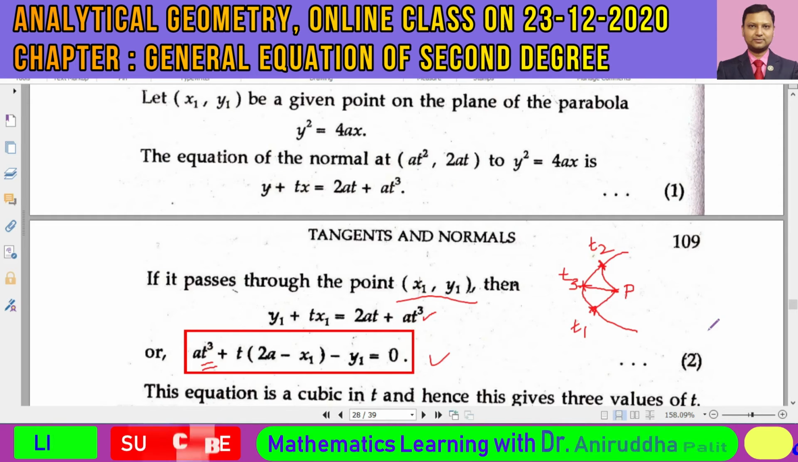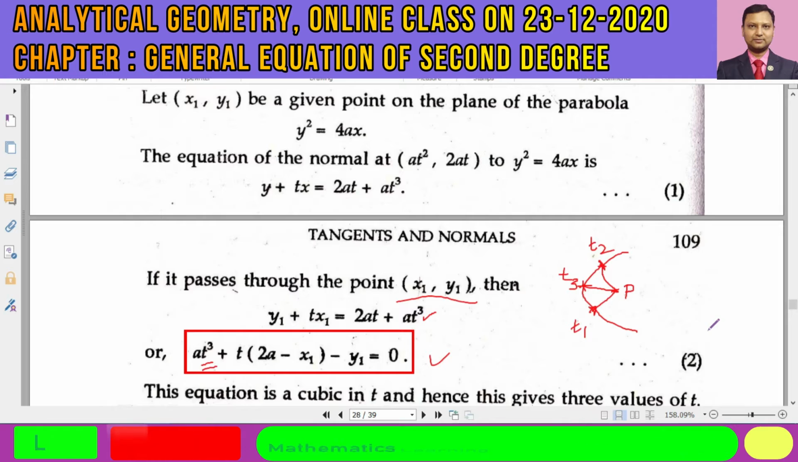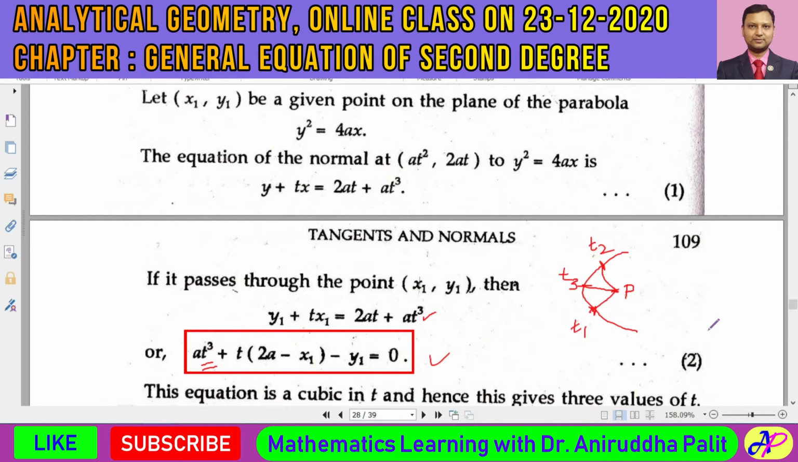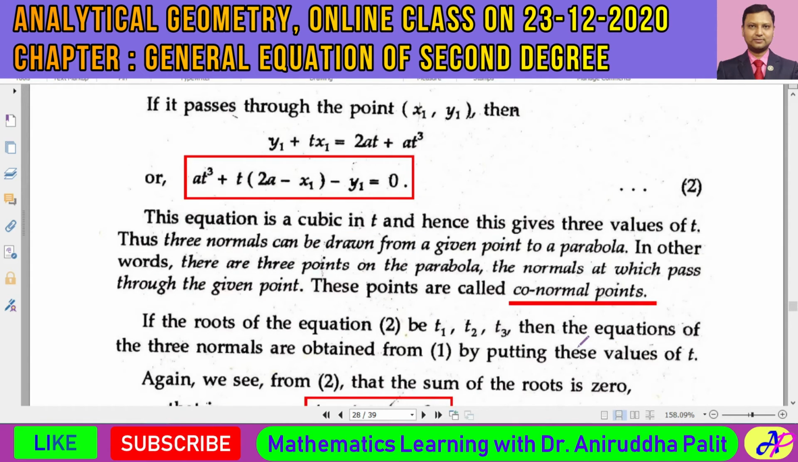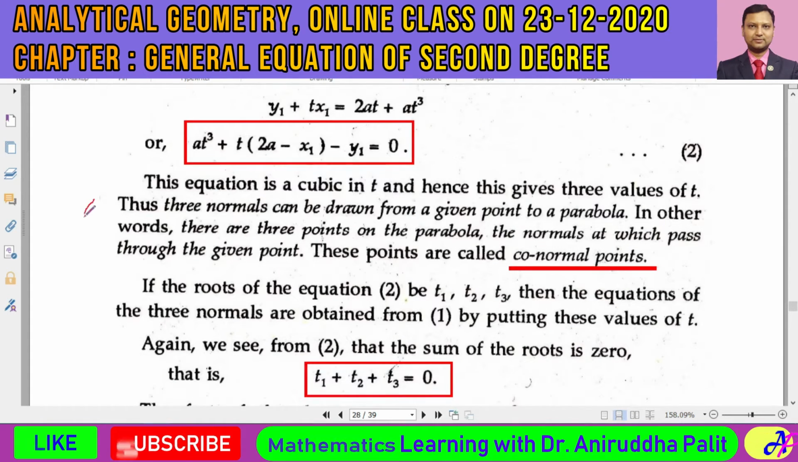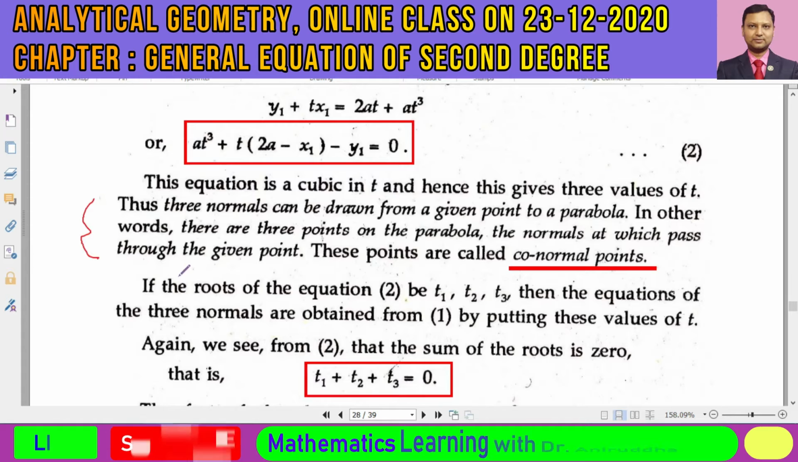Yes, of course, this is applicable to hyperbola as well as for ellipse. Let me show you that portion over here. Let me delete this part. This is the definition of co-normal point that I discussed.